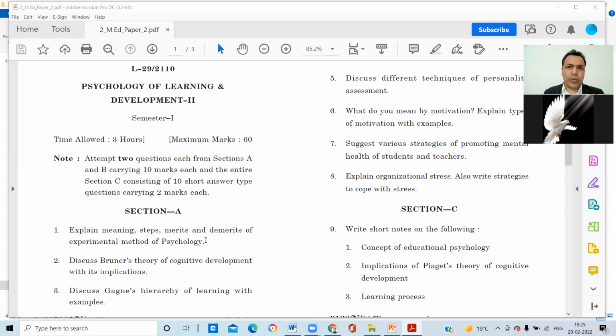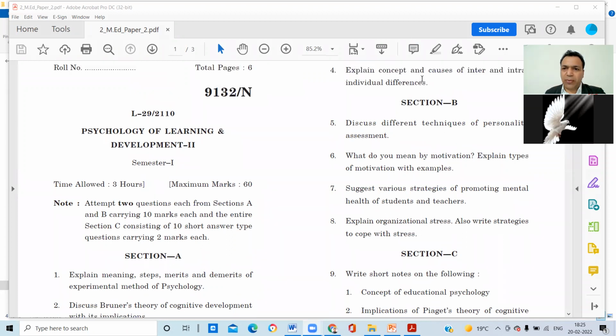Which question will you choose? According to me, if I have to choose, I will choose question number 1, explain meaning, steps, merits and demerits of experimental method of psychology, and second, Bruner's theory of cognitive development, because these are very easy and you can easily stretch. For example, you choose one question out of these 3, and you choose the second question of inter and intra individual differences.